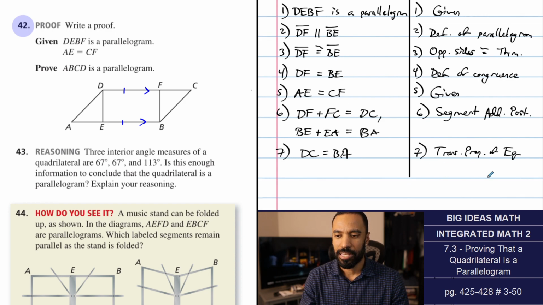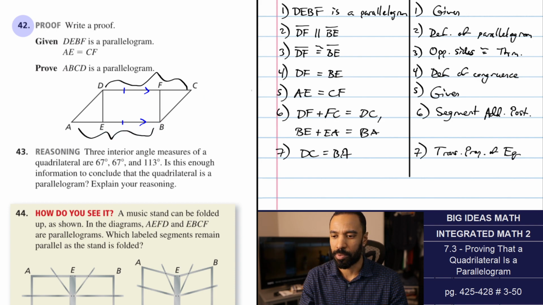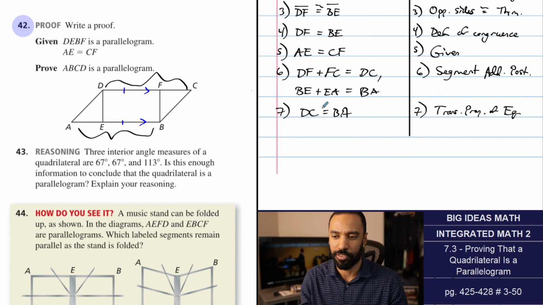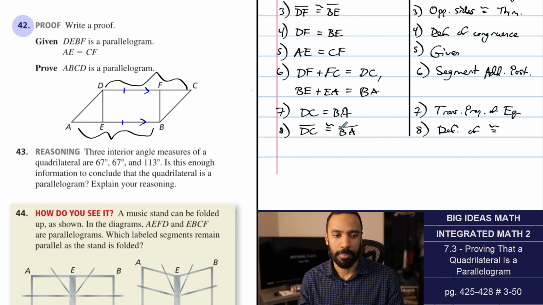If you have equal opposite sides here, boom, and boom, then they also make congruent segments. Once again, definition of congruence. I'm two steps away. Segment DC is congruent to segment BA by definition of congruence. And lastly, that makes it a parallelogram because the opposite sides are already parallel. We know that.